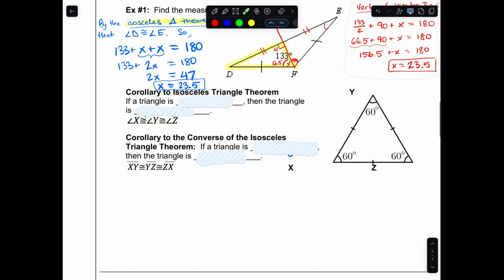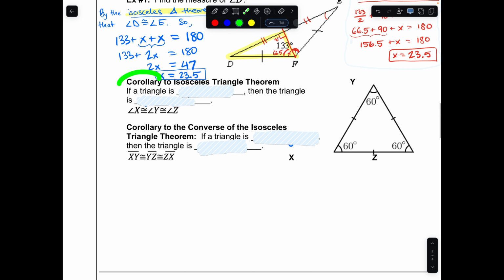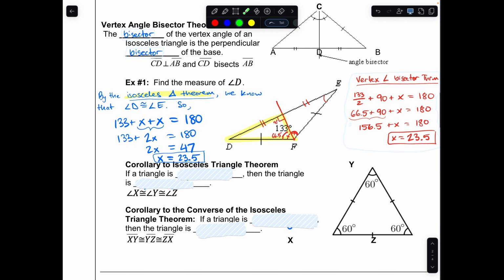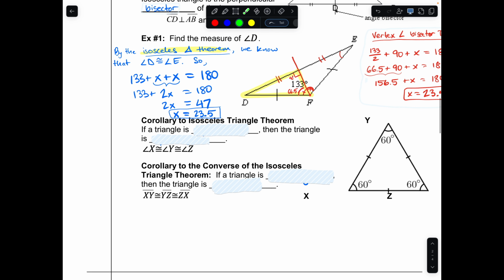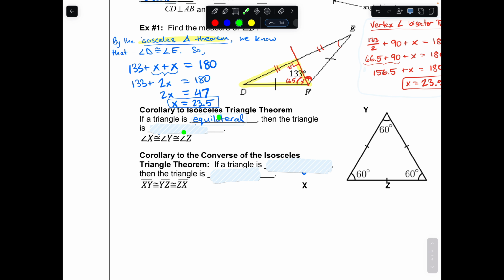All right. We have a corollary to the isosceles triangle theorem. A corollary is a small result that follows directly from a theorem. So remember, the isosceles triangle theorem said that if two sides are congruent, then the base angles are congruent. This is saying that in an equilateral triangle, all the angles are also congruent.